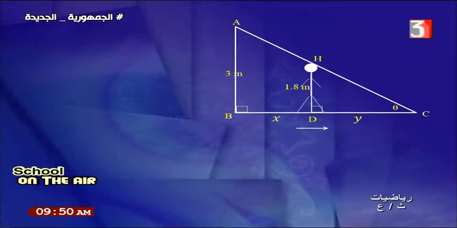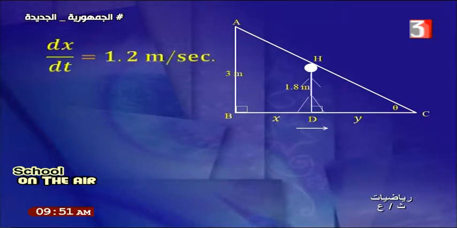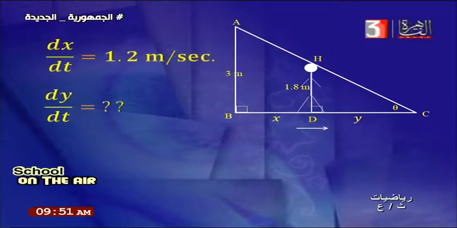Now we have a man of height 180 centimeters moving away from the base of a 3-meter lamppost at a rate of 1.2 meters per second. Then the velocity of the man dx/dt equals 1.2 meters per second. And what is the rate of change of the length of the shadow of this man, dy/dt?